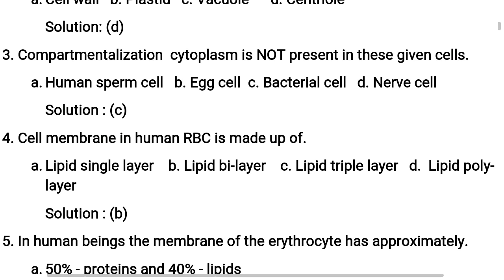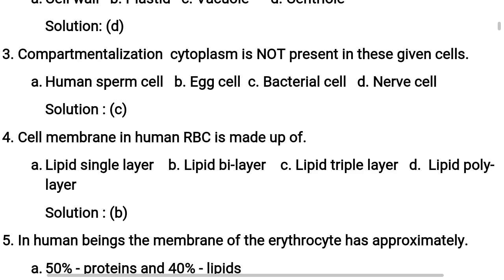Compartmentalization of cytoplasm can be seen exclusively in eukaryotic cells. What are those eukaryotic cells in the given four options? Human sperm cell, human egg cell and human nerve cell. All these come under eukaryotic cells. They show compartmentalization of cytoplasm since they are high level cells, eukaryotic cells. But bacterial cell comes under prokaryotic cell. It does not possess compartmentalization of cytoplasm. Understood? So the correct answer for this question is option C.